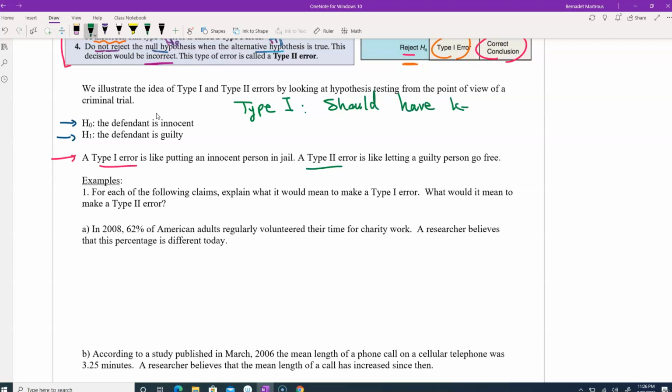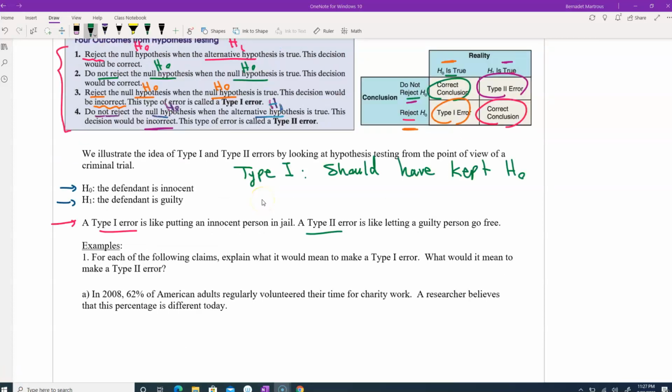So we should have kept H naught, because we shouldn't reject something that is true, because type 1 was rejecting null when null is true. And type 2 should have rejected H naught, because here we had do not reject null when alternative is true. So when alternative is true, that means that we have to reject null.